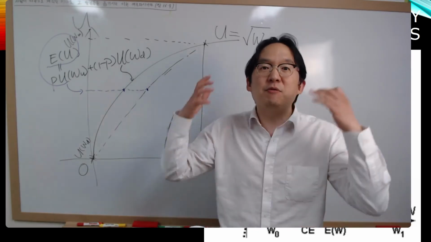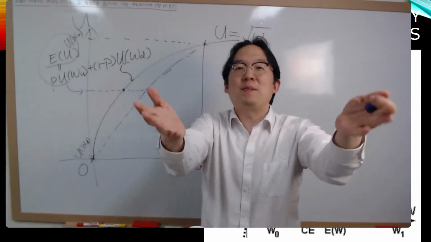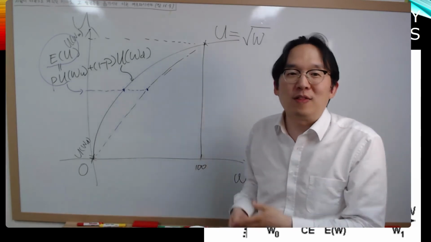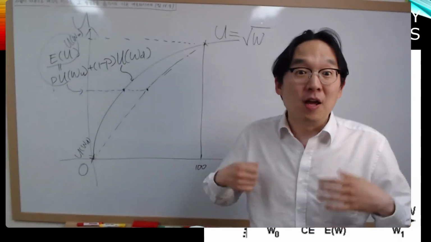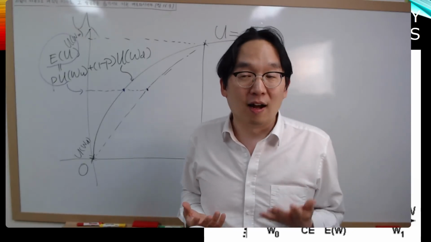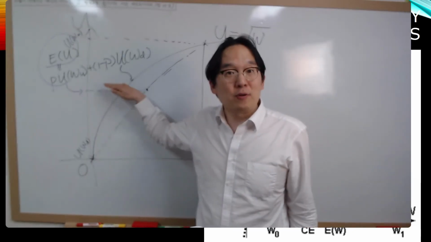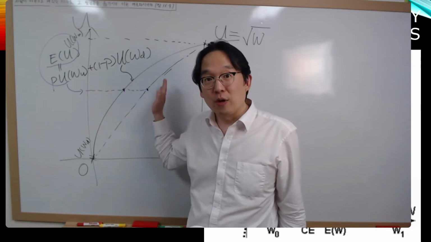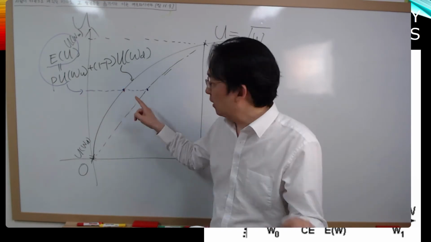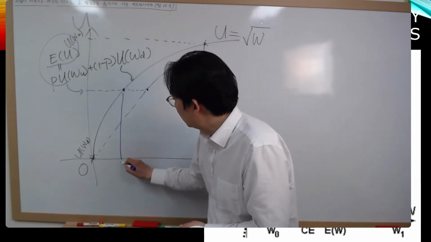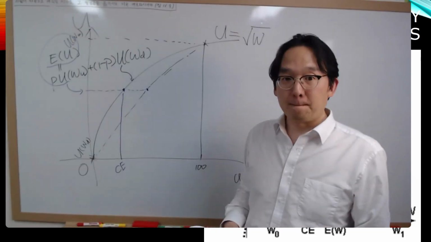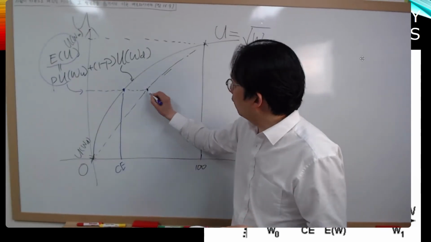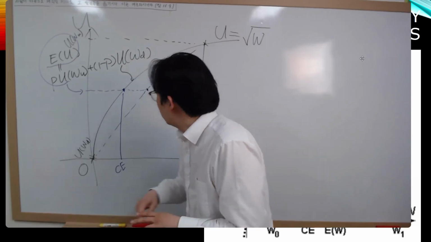Give me something risk-free so that you can make me as happy as this coin flipping gambling. Okay? I don't want that gambling stuff. I want something for sure given to me. The sure amount that can make you equally happy to this coin flipping gambling, that certainty equivalent amount is this guy, CE, over here. Right? Certainty equivalent. And then what you see over here, let me draw this one.